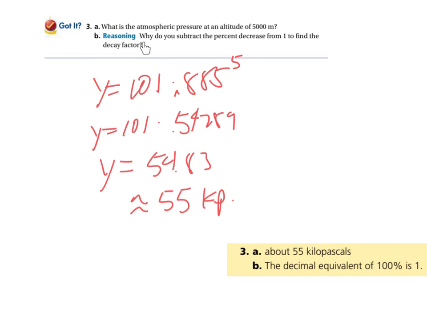Now, Part B: why do you subtract the percent decrease from 1 to find the decay factor? Here, again, because the decimal equivalent of 100% is 1. So that's why you turn this into a decimal, and then subtract. So you turn that 11.5 into a decimal. Otherwise, it'd be 100% minus that, and then still convert to a decimal in the end anyway. So it's still going to get you there.